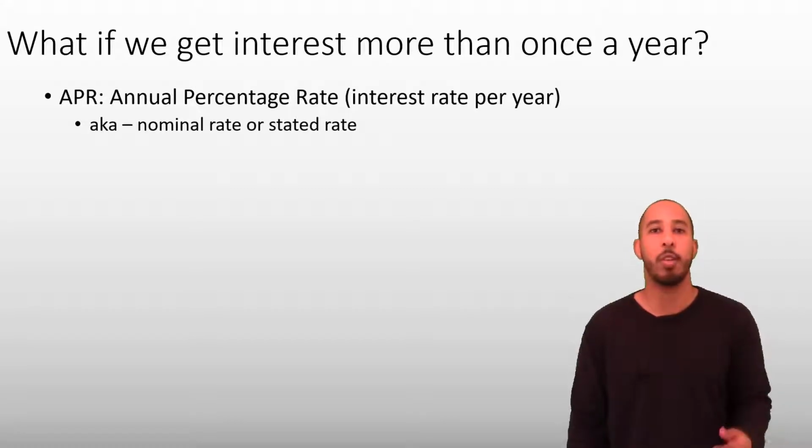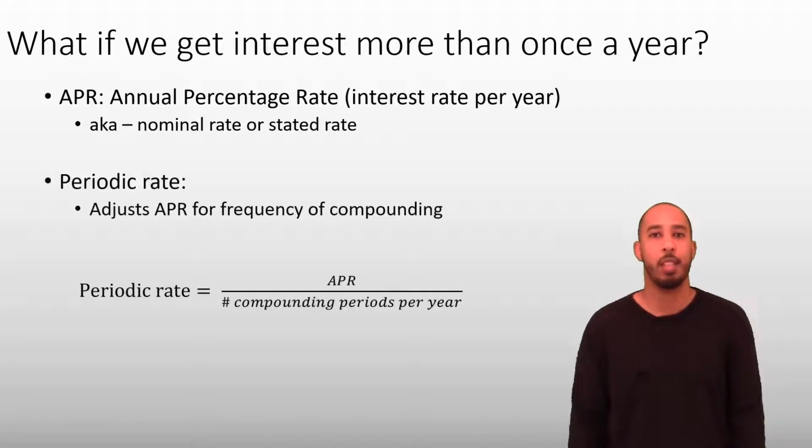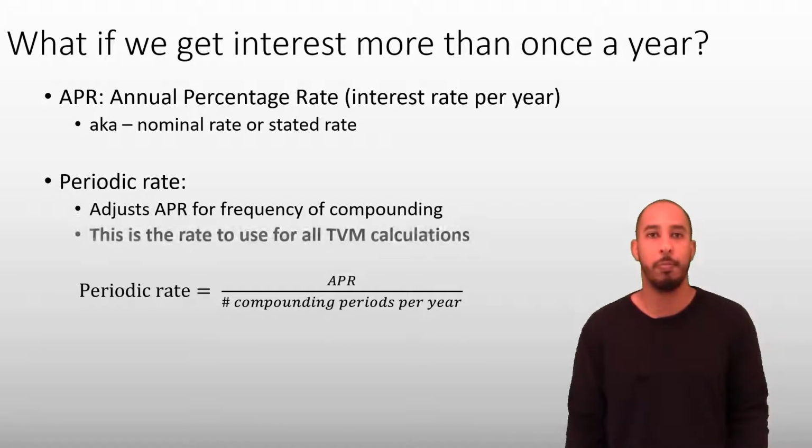First, we have the annual percentage rate, or the APR. The APR is the interest rate quoted in yearly terms, the interest rate per year. It's sometimes called the stated rate since it's the rate that often appears on things like credit card statements, loan documents, and bank accounts. The periodic rate is an adjusted rate that takes into account that interest may be paid more than once a year. To get the periodic rate, we simply take the APR and divide by the number of compounding periods within a year. If we pay interest twice a year, the compounding periods per year would be 2. If we pay interest monthly, it would be 12.